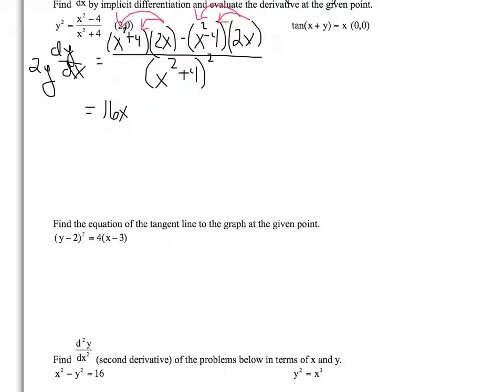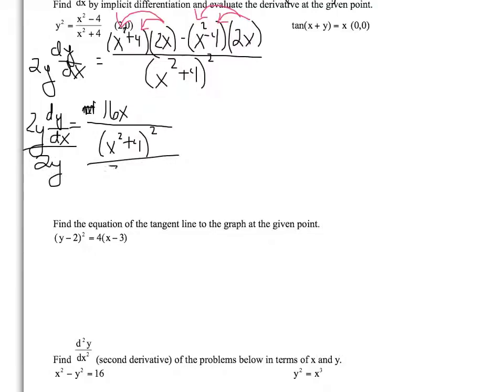And again, if you can't see that, you can distribute it out, and you will see that you do end up just getting the 16x in the numerator. In the denominator, I still have that x squared plus 4, quantity squared. And remember, on that left-hand side, you have 2y dy dx. Just like last time, my goal is to get that dy dx by itself, so I'm going to divide by the 2y. So I'll have dy dx equals, and you can see what I have, that fraction divided by the 2y.